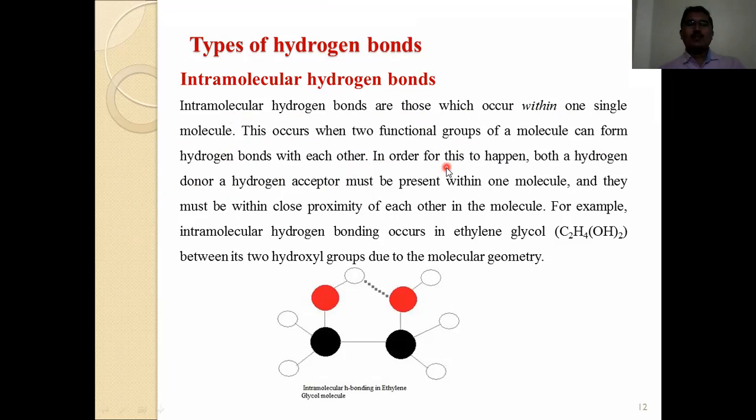In order for this to happen, both a hydrogen donor and a hydrogen acceptor must be present within the one molecule, and they must be within close proximity of each other in the molecule. For example, intramolecular hydrogen bonding occurs in ethylene glycol between its two hydroxyl groups due to the molecular geometry.